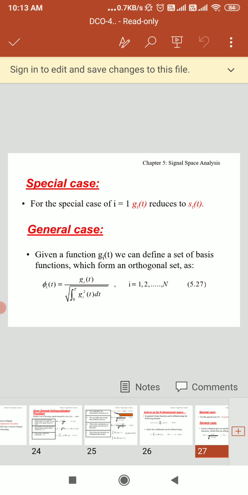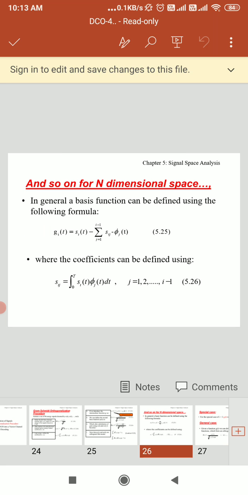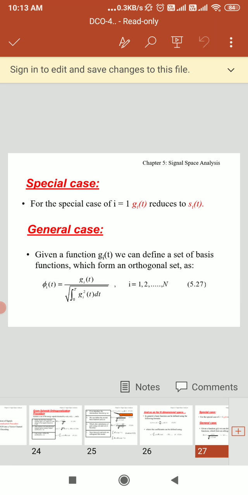For the special case when we take i equal to 1, gi of t reduces directly to si of t. You will get gi of t equal to si of t because the whole summation becomes 0 if we take i equal to 1.